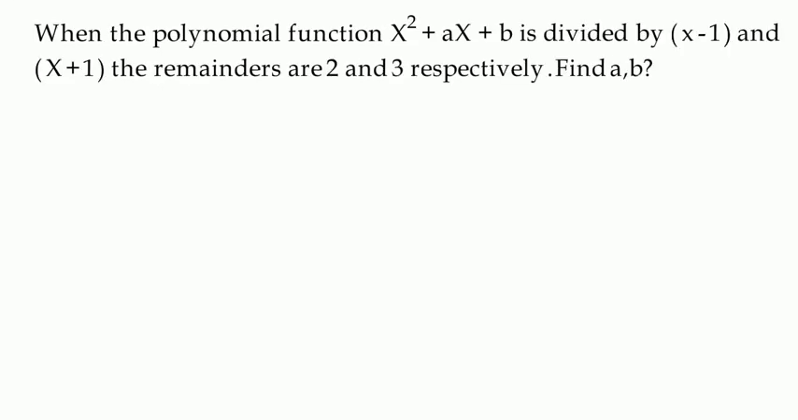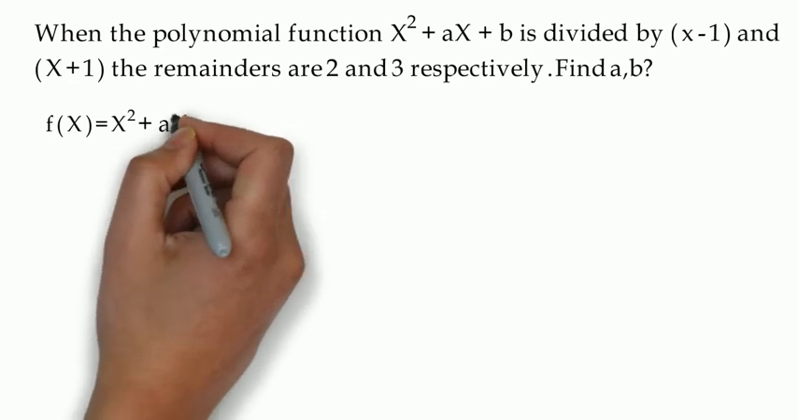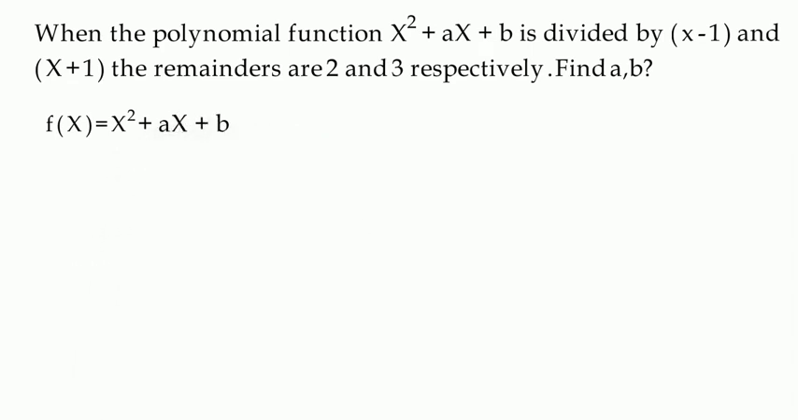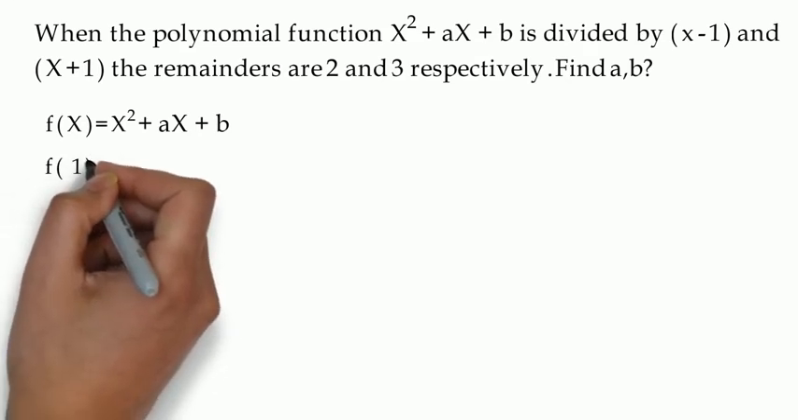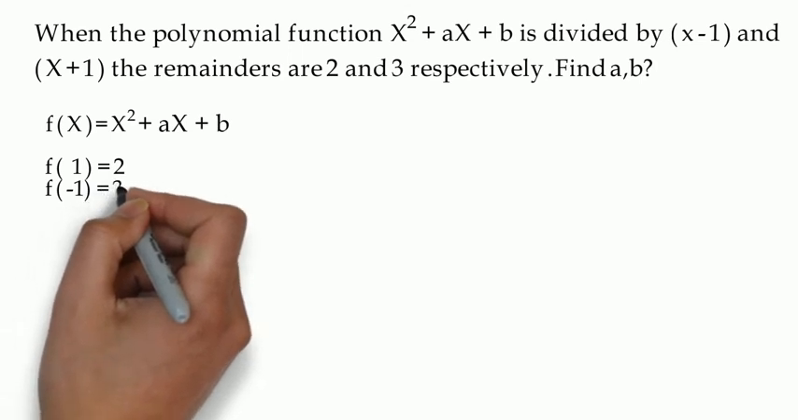When the polynomial function x squared plus ax plus b is divided by x minus 1 and x plus 1, the remainders are 2 and 3 respectively. Find a and b. So we know f(x) equals x squared plus ax plus b. And by remainder theorem, we can write f(1) equals 2 and f(minus 1) equals 3.